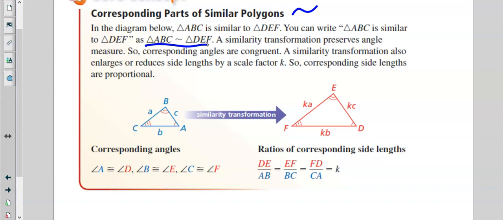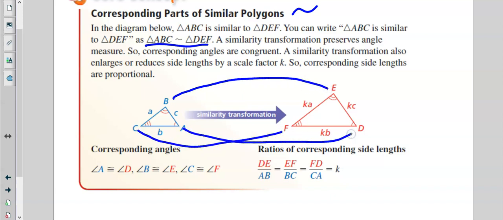A similarity transformation keeps the angles the same. You'll notice the angles are marked. This has 2, that has 2. C and F both have 3. A and D both have 1. So the angles are the same. And notice our little trick will still work that we've done before. We're just not going to be able to make all the same statements, but we can say A lines up with D, B lines up with E, and C lines up with F.